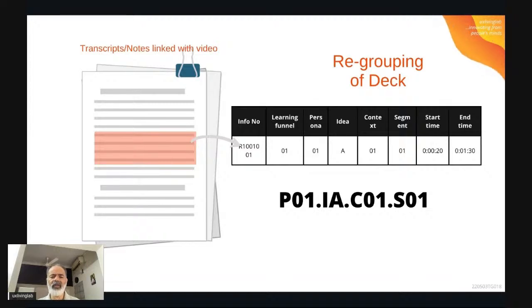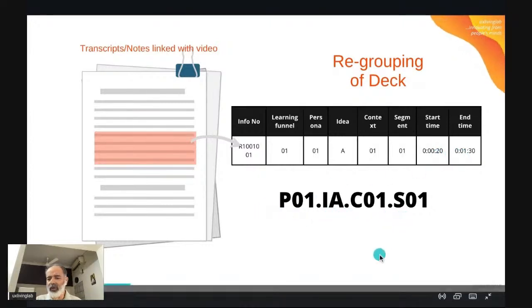This gives very detailed information. When you look into this information and this table, you can see which learning funnel, what's the persona, what idea is being talked about, what's the context, segment, and start and end time of the video. So you can mark it as 0, 1, 1A, C1.